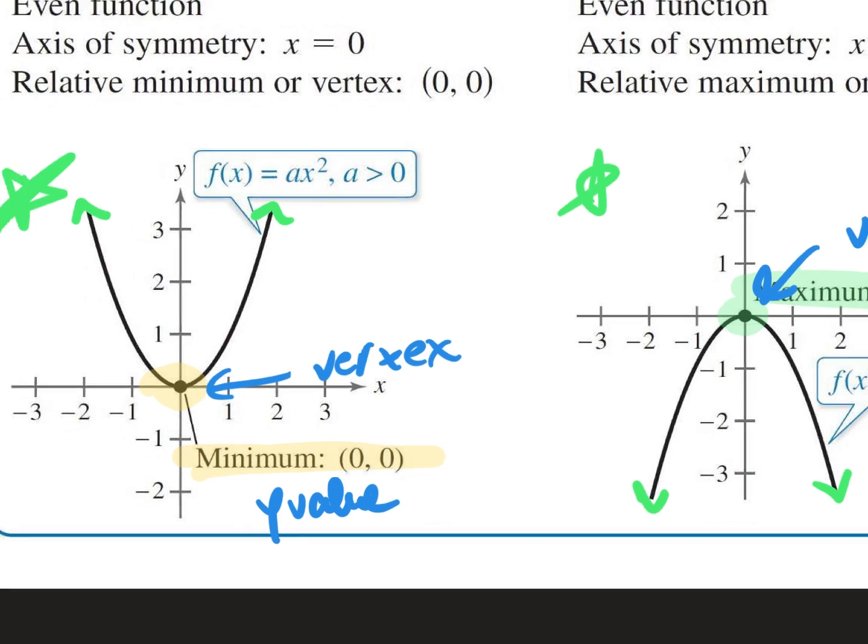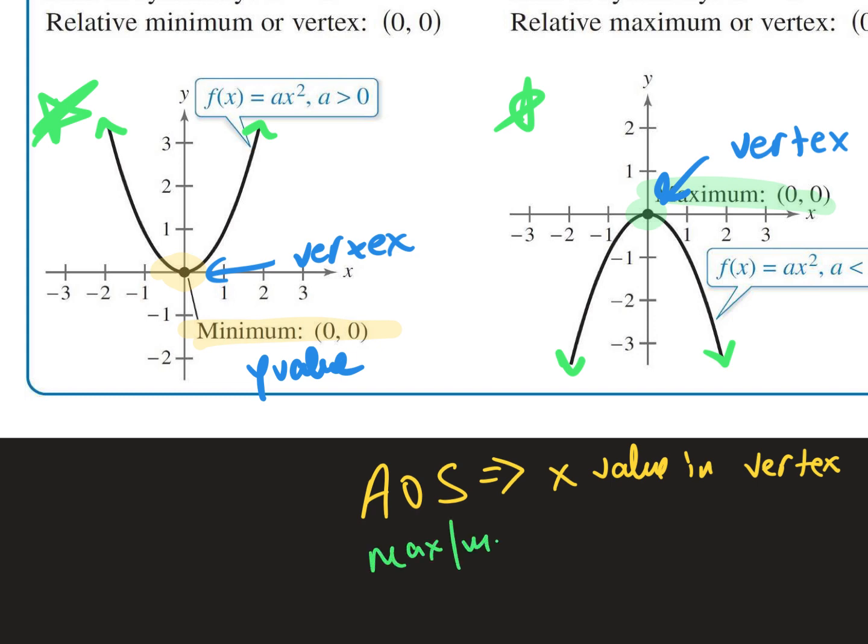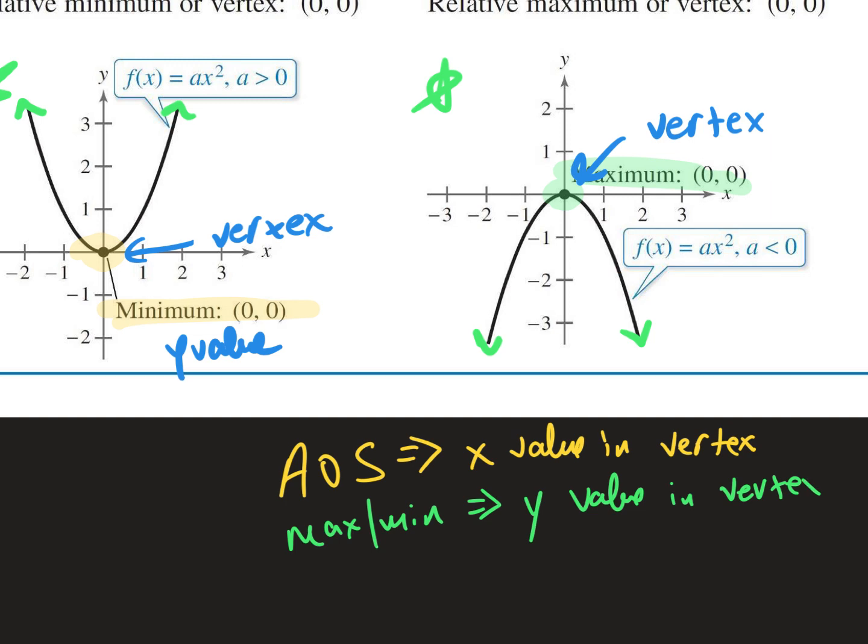Yes, sir. So you said the axis of symmetry is your x value? Yep. We're going to say AOS is the x value in the vertex. And your maximum or minimum is going to be the y value of the vertex. Your vertex tells you a lot about your parabola. You're going to be asked for the domain, the range, axis of symmetry, max and min, and so on. 90% of it you can answer by just looking at your vertex.